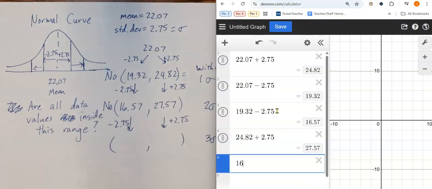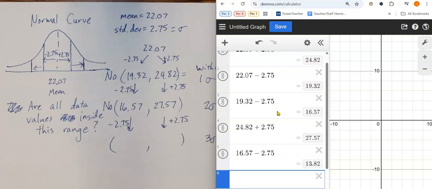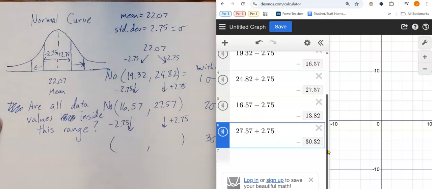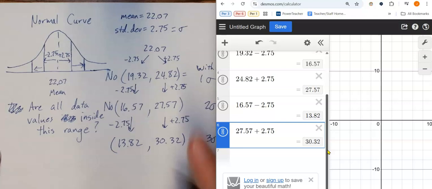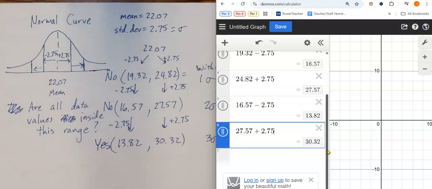So 16.57 minus 2.75 and 27.57 plus 2.75. Looks like I get $13.82 on the low side and $30.32 on the high side. Now I'm going to ask the question again. Are all data values inside this range? That's a yes. So we now know the answer to the question is 3. It wasn't 1, it wasn't 2, but it was 3.